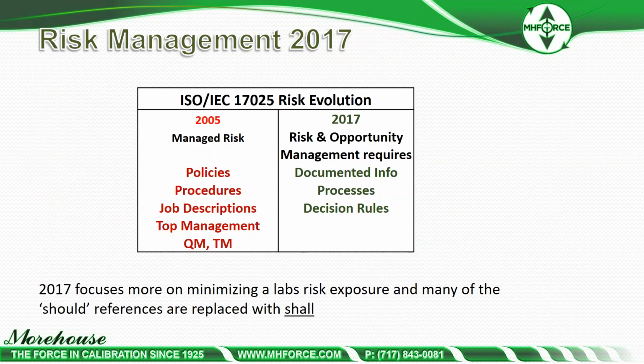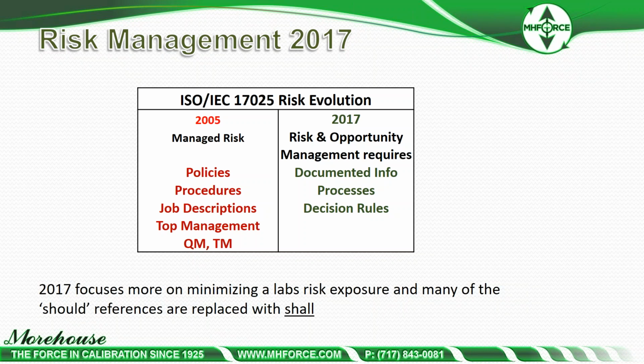So, going back on topic to our standard, risk management in 2017. If we compare 2005 to 2017, 2005 is manage risk, policies, procedures, job descriptions, top management, quality manager, maybe a technical manager, all of this stuff composed in that ISO IEC 2005 standard. And then 17, the new version, seems to move away a little bit from this, and it's more focused on risk and opportunity. Management requires documented info, processes. Decision rules are finally there. They were kind of there in the 2005 standard, but now they are very, very clearly defined.